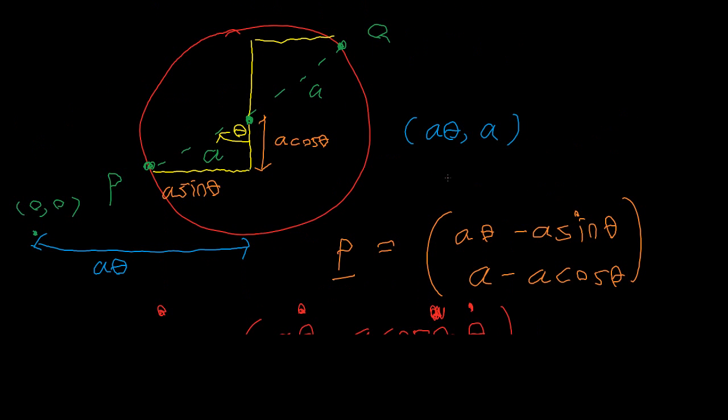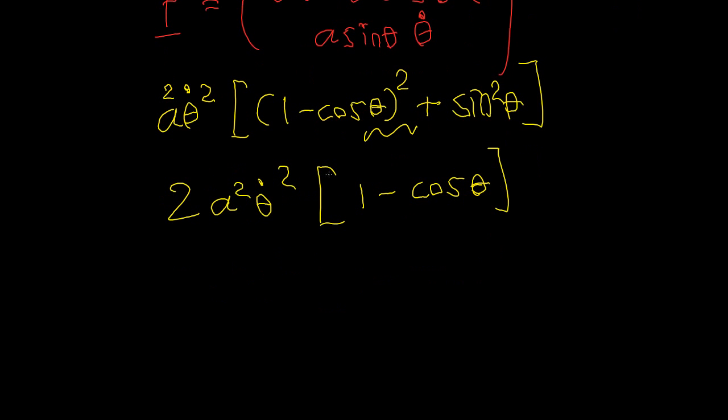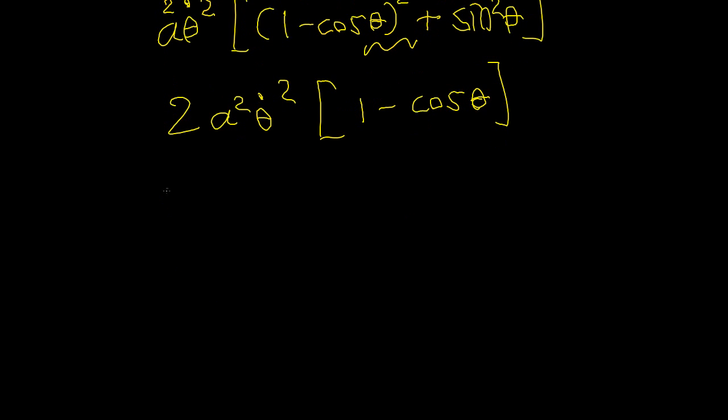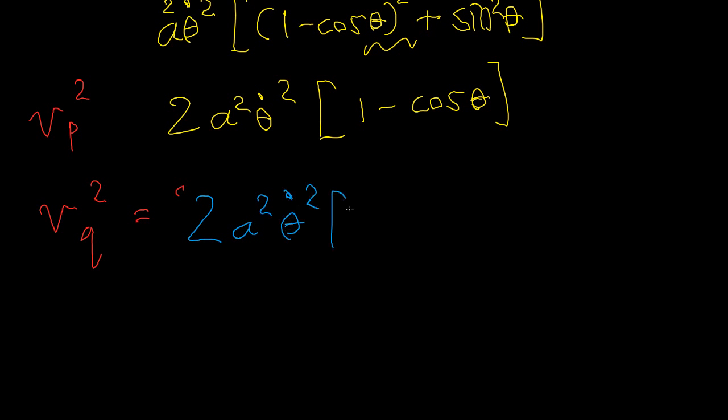So in a really similar fashion, we can see that the position vector of Q is going to be almost identical to P. I'm just going to replace these minus signs with a plus sign. I can go through the same algebra, but I'm going to skip that for the sake of a short video. If this is the speed of P squared, the speed of Q squared is going to be, let's change color because I don't want to confuse the reds, 2a²θ̇². Something nice is going to happen here. So it's going to be 1 plus cos θ.